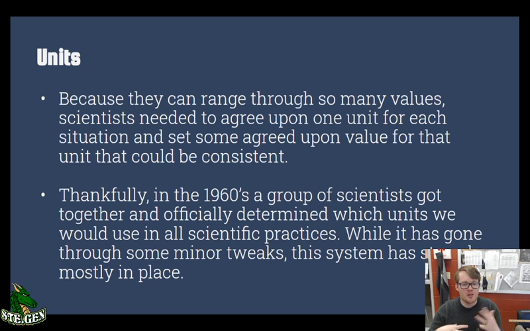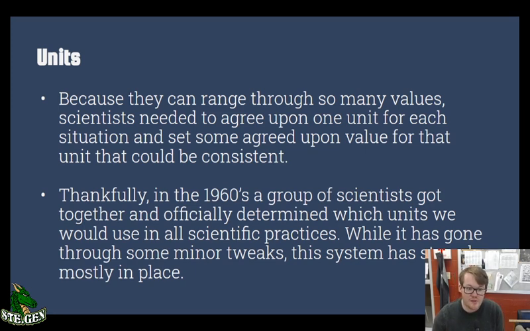It doesn't help if someone in Turkey is using batmans, if someone in Europe is using kilograms, and then if someone in America is using pounds. We want to make sure that they line up. So in the 1960s, a group of scientists got together and they officially determined which units we would use in all scientific practices. I usually say, I wasn't invited to that meeting, but this literally was a meeting.